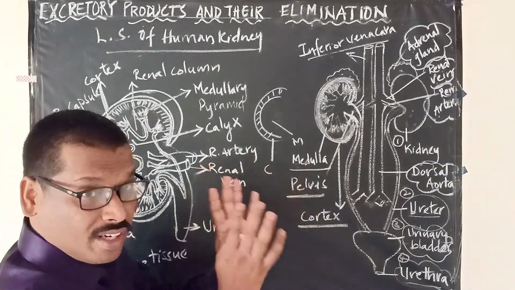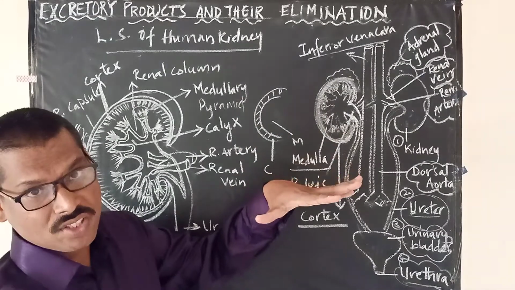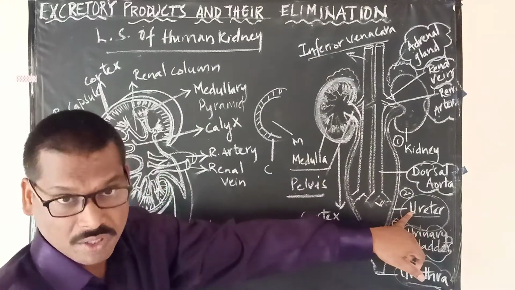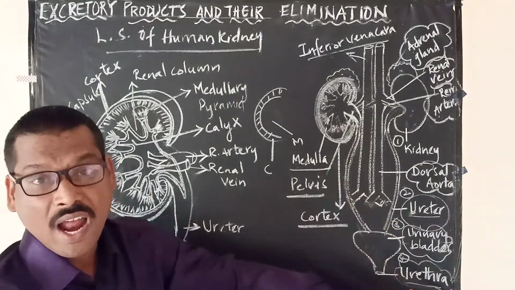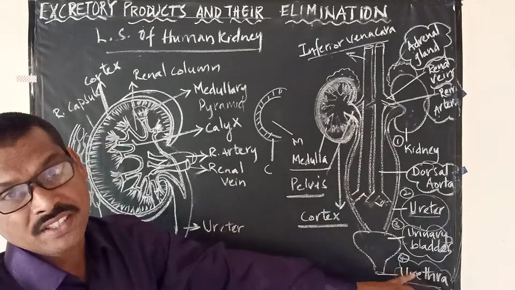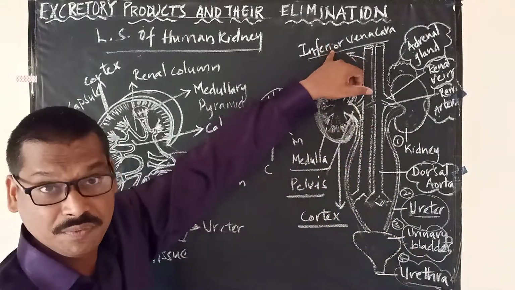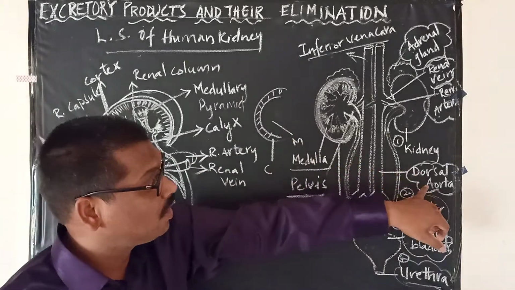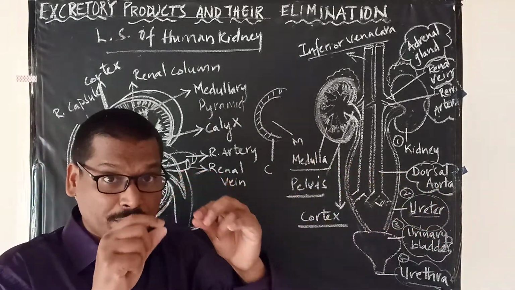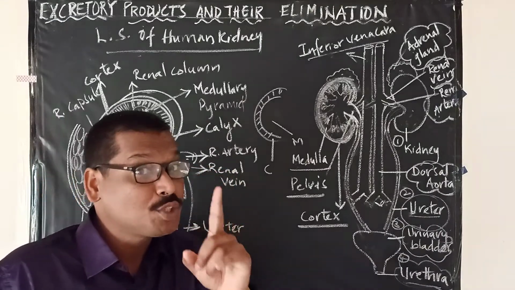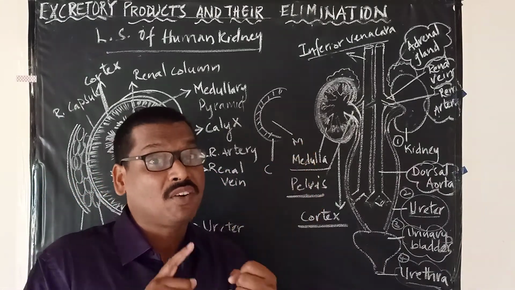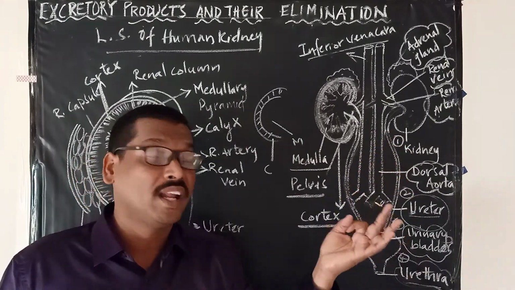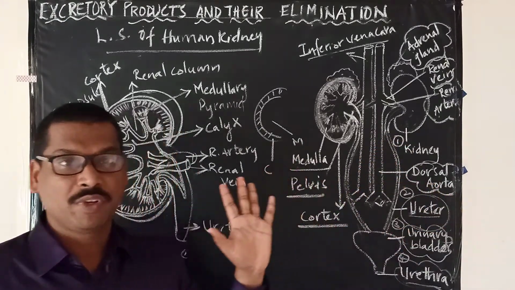So here it is clear now that in the human excretory system there are a pair of kidneys, then a pair of ureters, the urinary bladder and urethra, which are the major parts. Into the kidneys the inferior vena cava is entering, which is divided into two branches, and also the dorsal aorta is entering, which is divided into two branches. Branches formed from the inferior vena cava we call renal veins. Branches formed from the dorsal aorta are called renal arteries.